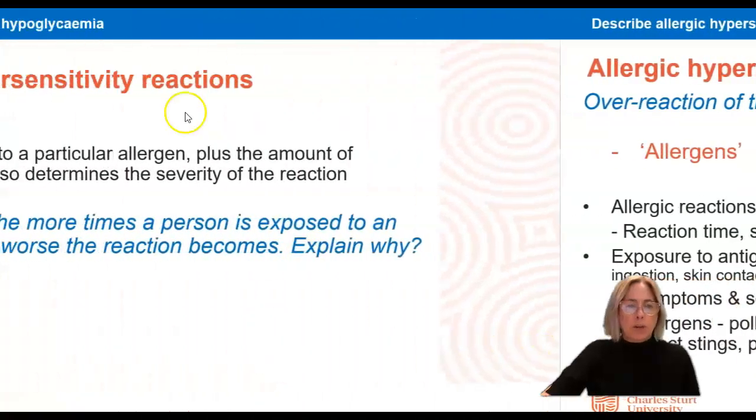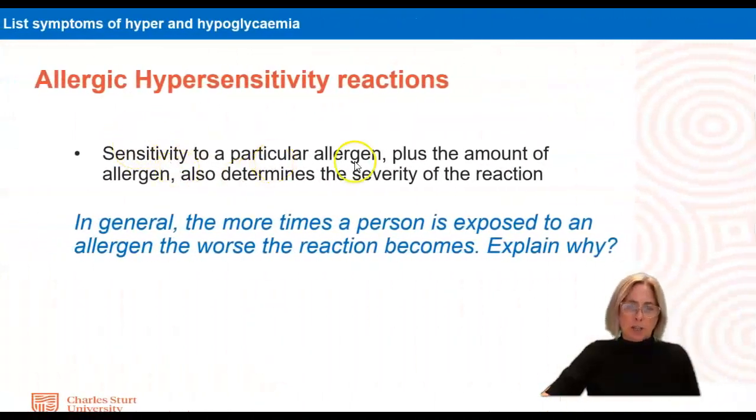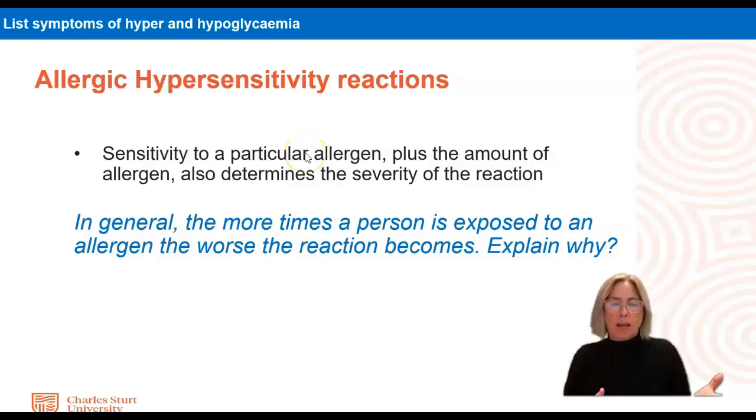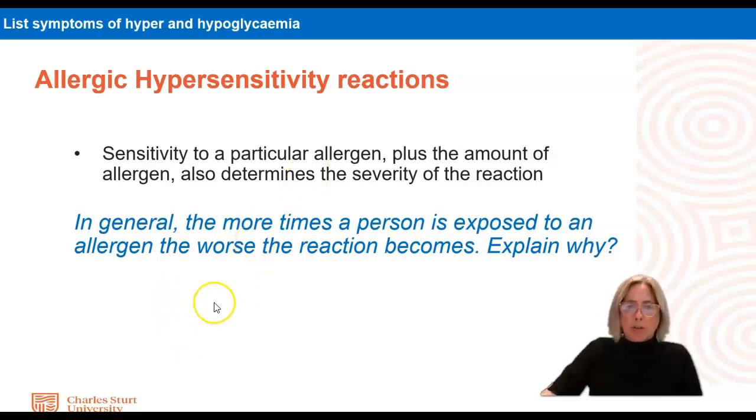The other thing that's really important is how sensitive somebody is to a particular allergen. So say somebody is exposed to an allergen and it might just cause a local reaction, but the person beside them might be exposed to that same allergen and it might cause a systemic reaction and the person then goes into shock. The other thing that's important is the amount of allergen, which will also determine the severity of the reaction. Now, in general, the more times a person is exposed to an allergen, the worse the reaction becomes.